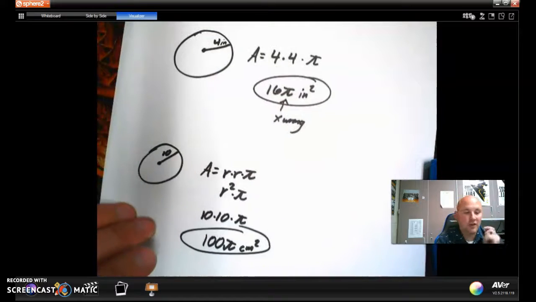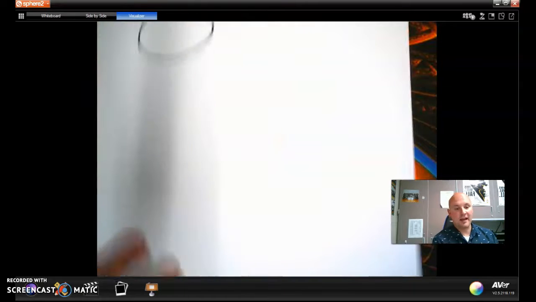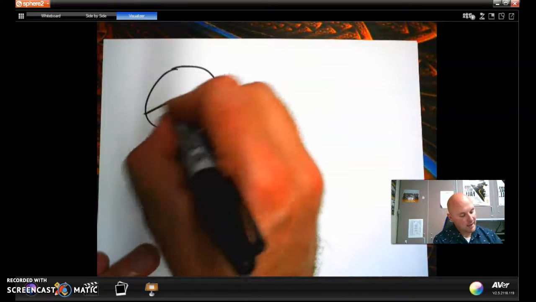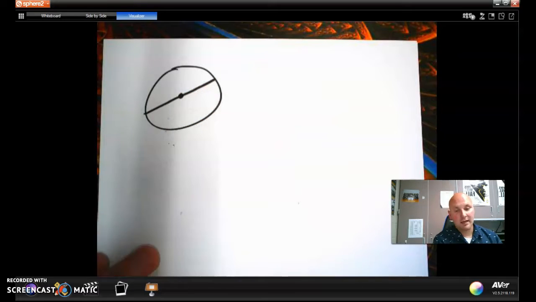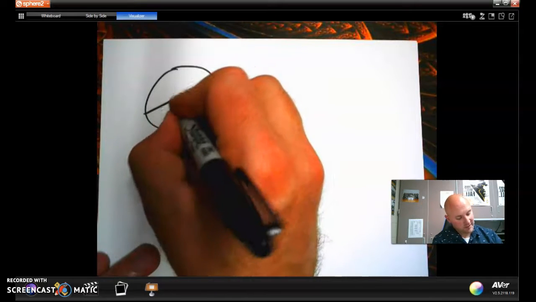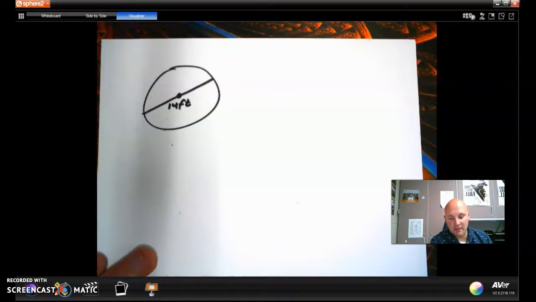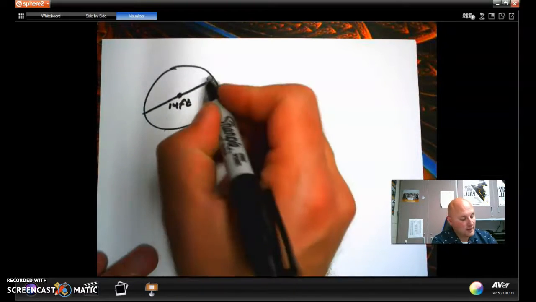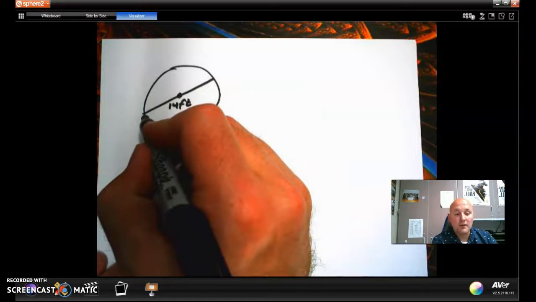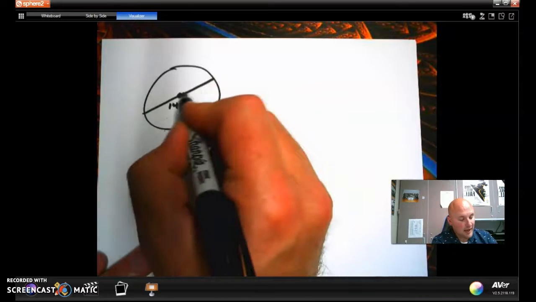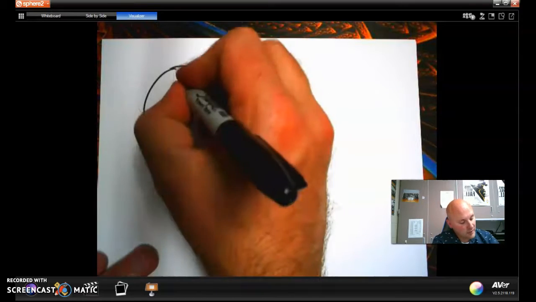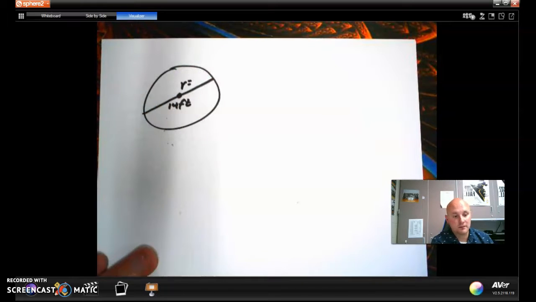Now, they're going to try to trick you. They always try to trick you in these math problems. For example, they're going to give you a circle, and they're going to be like, oh, the diameter is 14 feet. What's the area? Well, we have to think about this. What is the diameter? Diameter is from one side to the other. The radius is half of that. It's halfway. So what's the radius of this circle?